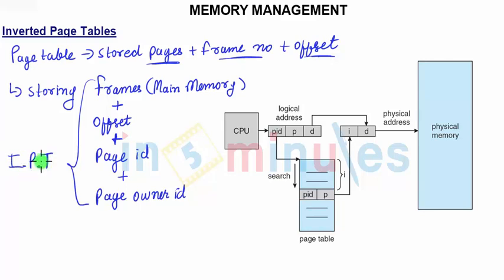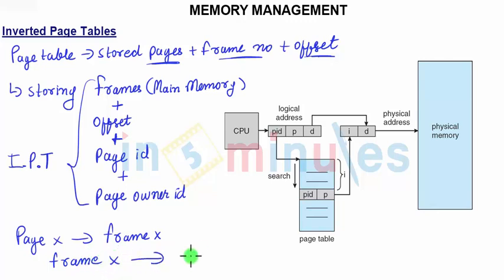So the logic is fairly simple. Instead of remembering which page is stored in which frame, now we are trying to say frame X has which page. So that's why this is called an inverted lookup table.